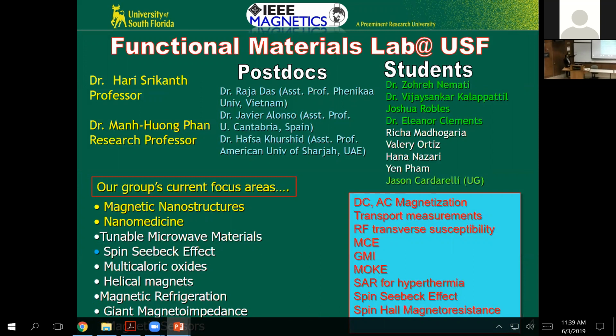There are several of them, some of them in green. They're the ones that contributed to this work. They come from various parts of the world, as you can imagine. We're a typical group in the United States, doing research.